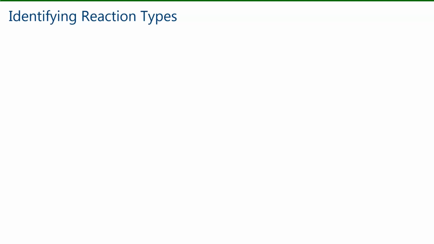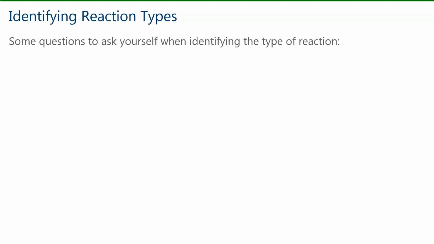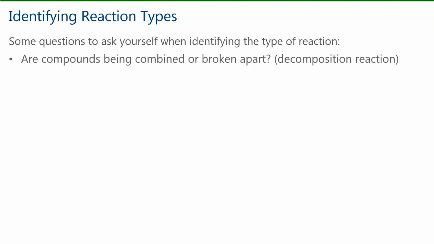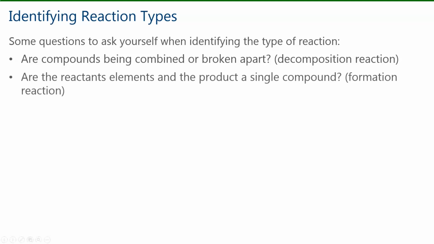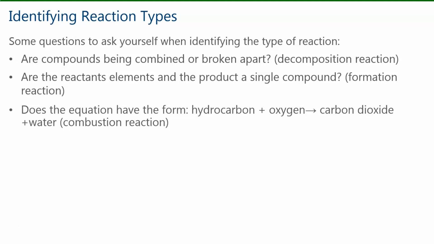Next, we'll look at some hints for figuring out what type of reaction you have. Some questions to ask yourself when identifying the type of reaction are: Are compounds being combined or broken apart? If they're being broken apart, it's a decomposition reaction. Are the reactants elements and the product a single compound? If that's the case, it's a formation reaction. Does the equation have the form hydrocarbon plus oxygen produces carbon dioxide plus water? If it does, it's a combustion reaction.